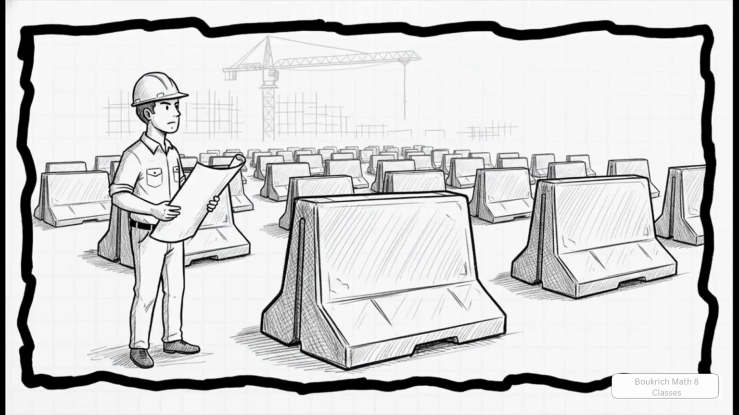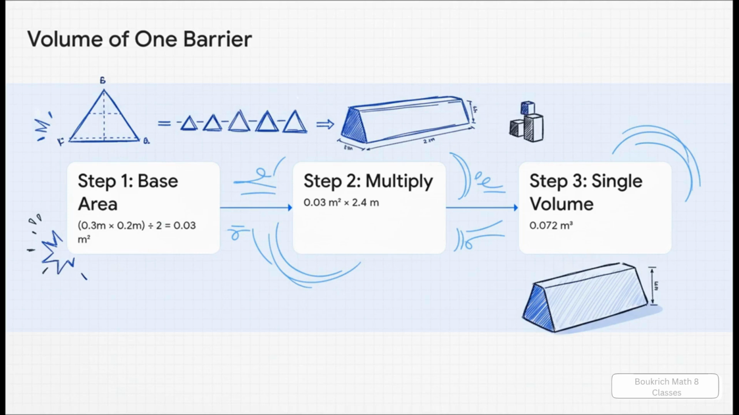All right, this is it, the final boss. A contractor needs to pour 100 identical triangular concrete barriers. The big question is, how much total concrete does she need to order? This is the ultimate test for our advanced tool, and it's all about scaling up. The key to any big problem is to just break it down into smaller pieces. So let's just find the volume of one single barrier first.